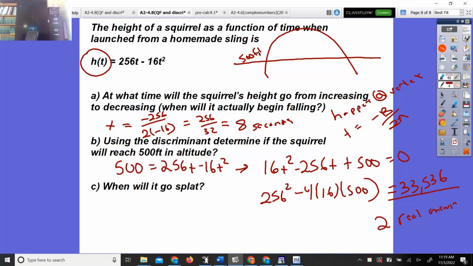When will it go splat? Squirrel goes splat when the height is what? 0. What gets replaced with 0? Height or t? t. What's t stand for? Time. Why would you replace the time with 0 feet? I was kidding. Height. 0 equals. We didn't finish it, but the bell rang, so you're dismissed. Remember, you have a quiz tomorrow.